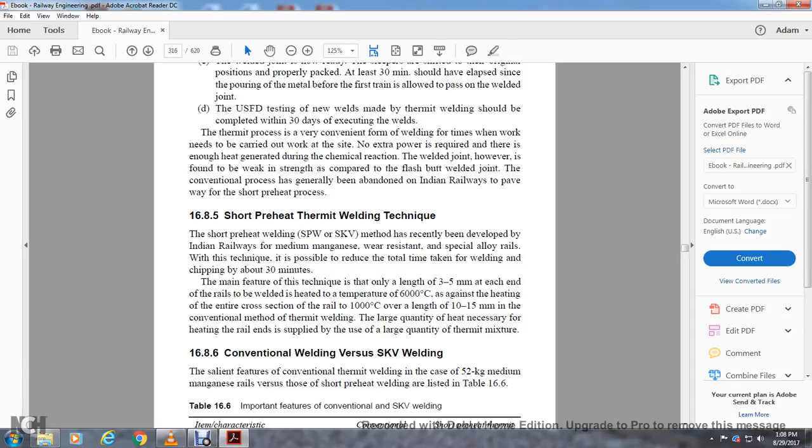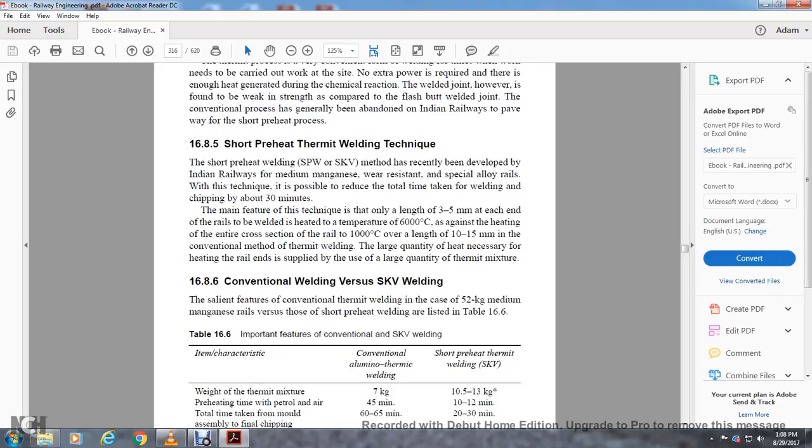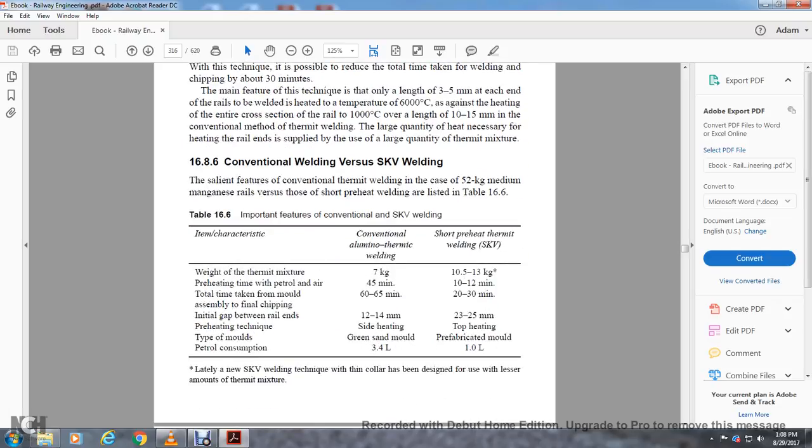Conventional welding versus short preheating welding. The salient features of the conventional thermite welding in the case of 52 kilogram medium manganese rails versus those of the short preheating welding are listed in table 16.6. Thermite mixture: conventional 7 kilograms, short preheating 10.5 to 13 kilograms. Preheating time: for petrol air aluminum thermite welding 45 minutes; for short preheating thermite welding 10 to 12 minutes.